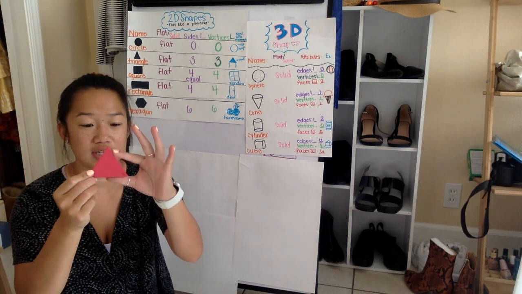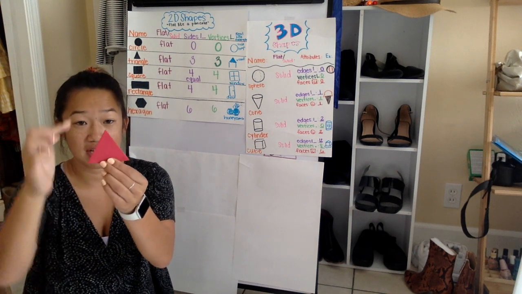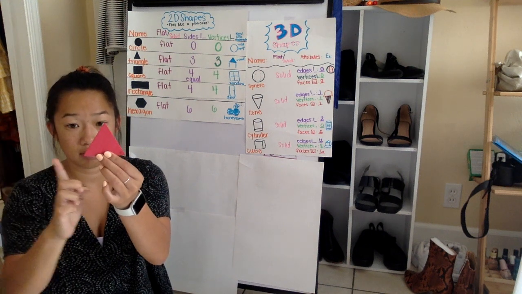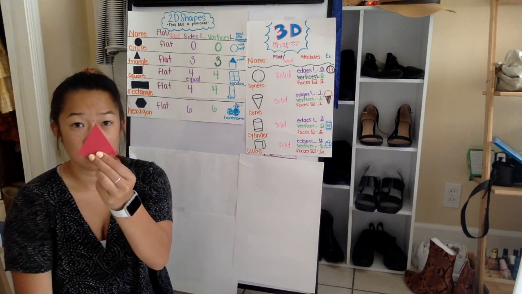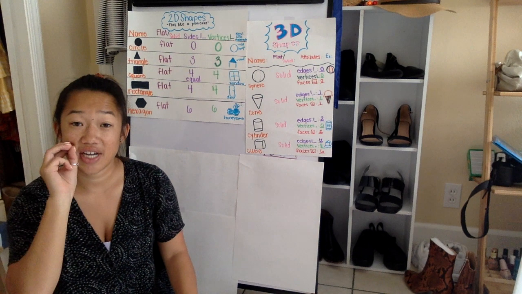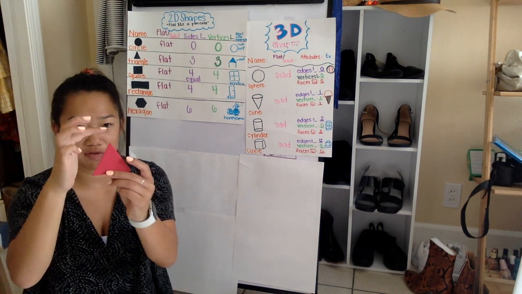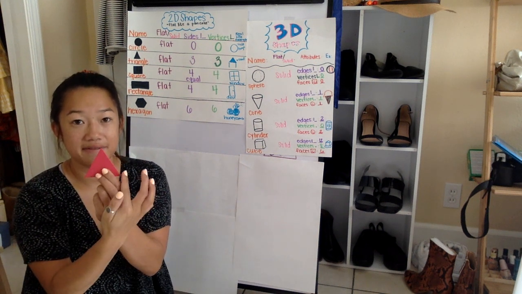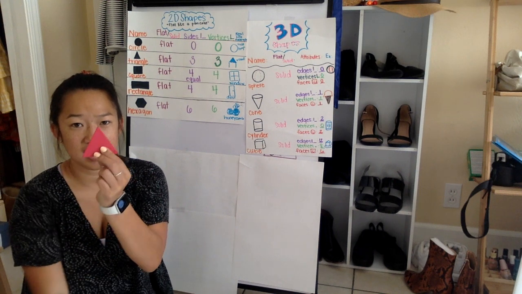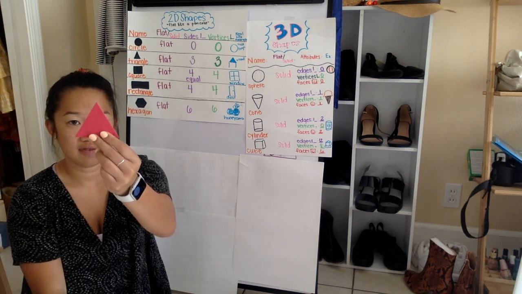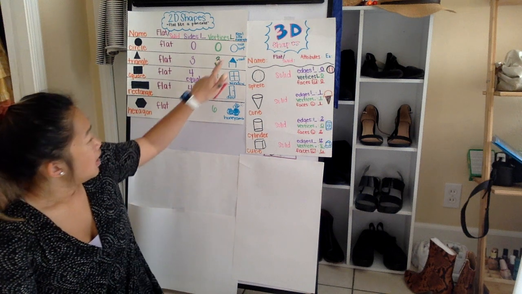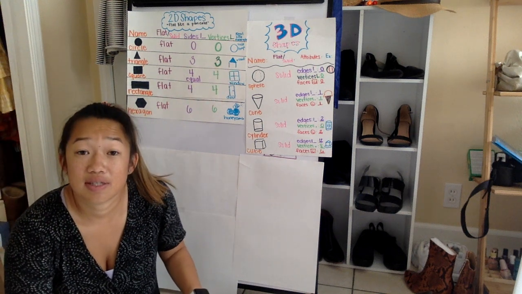All right, now we're going to think about the vertice attribute, vertices. So those are where edges meet into a point. So you can help count with me. 1, 2, 3. So a triangle has 3 sides and 3, what's the new word for points? Vertices. Say that with me. Vertices. That's a big word. 3 vertices. Great job.